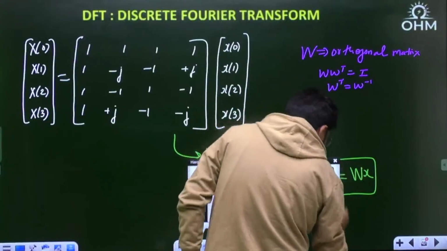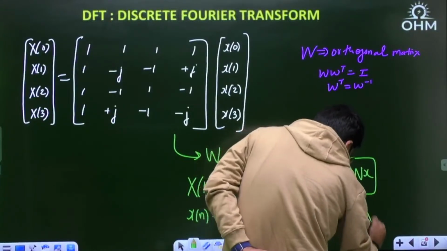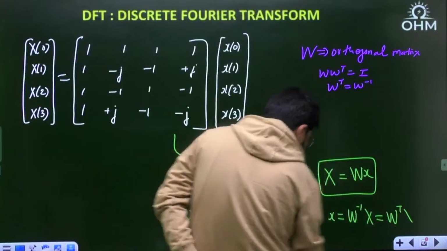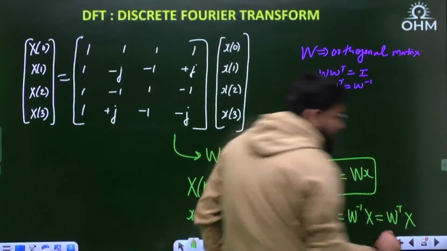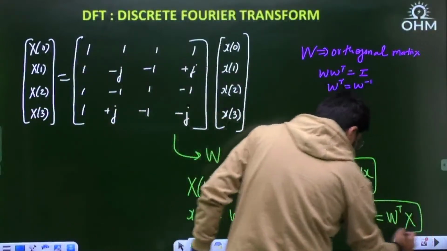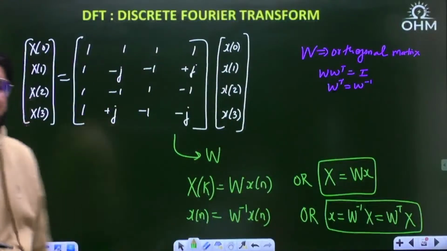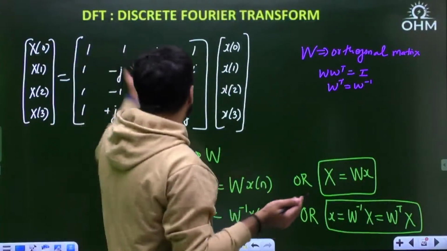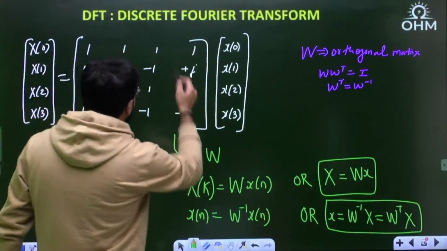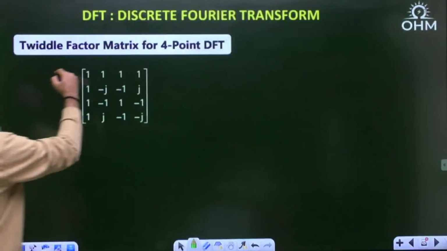Let me rewrite this. Small x, the IDFT, is actually W inverse into X, but it can also be equal to W transpose into X. And transposing, everybody can do within seconds; it is just exchanging the rows and columns. So what is important is noting down this 4 cross 4 W matrix, the twiddle factor matrix.